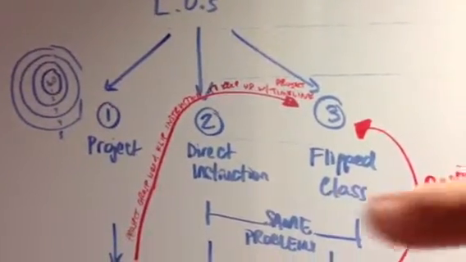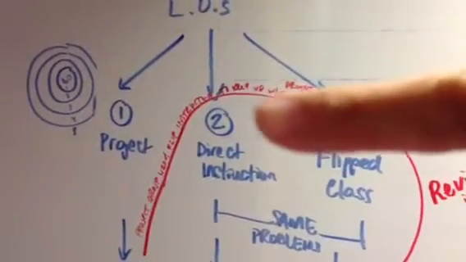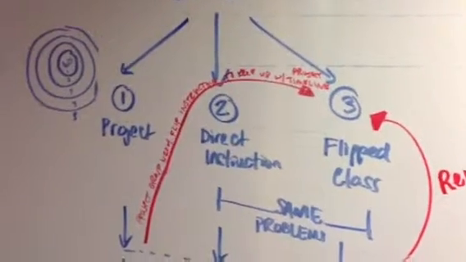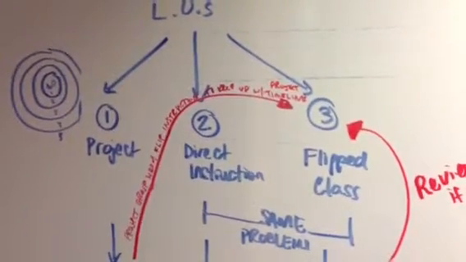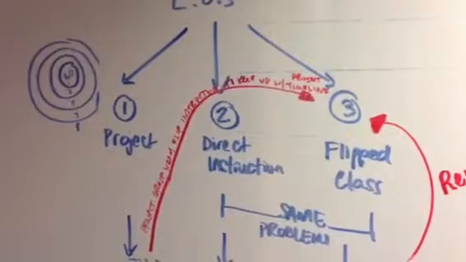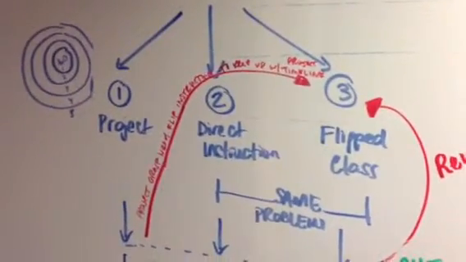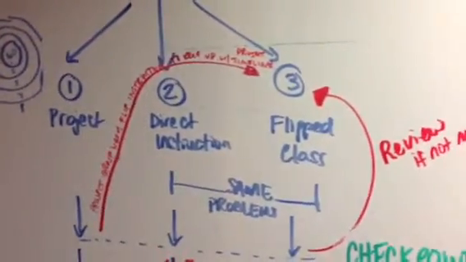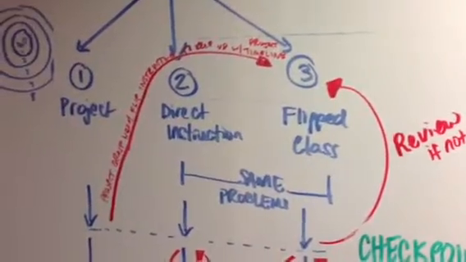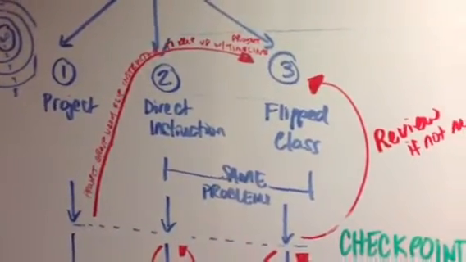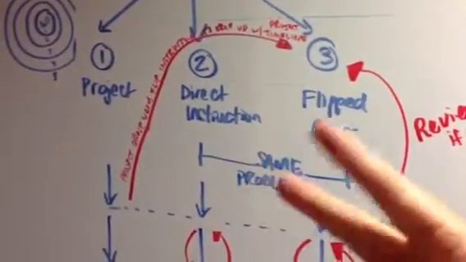They have to go to the project, the direct instruction, or the flipped classroom. And this is a student choice. If the student chooses project, that student is locked into that. If the student chooses direct instruction or flipped classroom, they can actually go in between. There's some leeway there.